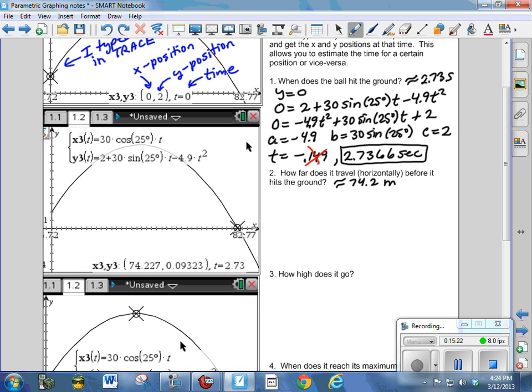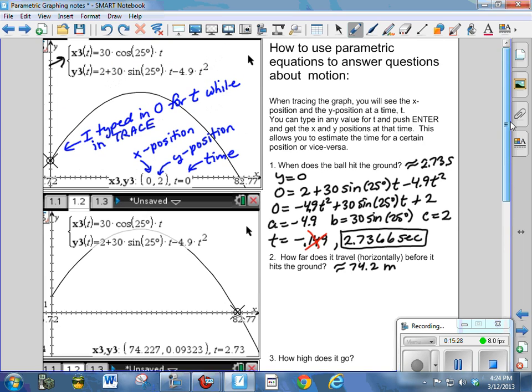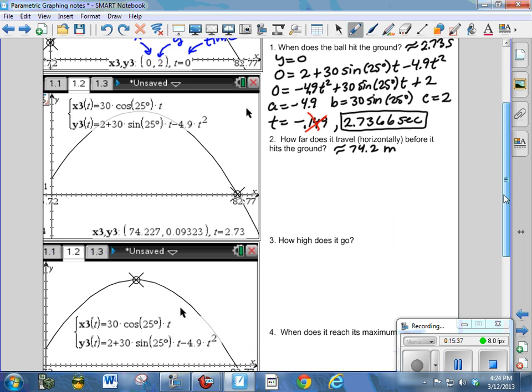Okay, how far does it travel horizontally before it hits the ground? Well, this is much easier than the first one because all you have to do is say, I know what time it hit the ground. To find the horizontal distance, I just put the time into the x equation. So x is equal to 30 cosine 25 degrees times 2.7366. I just take the number of seconds here and plug it into the x equation.